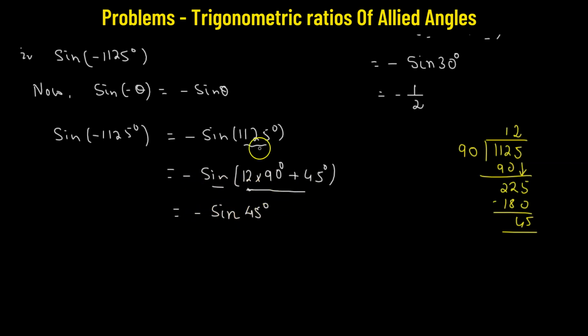Now we need to check in which quadrant 1125 lies. Here we have 12 times 90 degrees. So that means we have 1, 2, 3, 4, 5, 6, 7, 8, 9, 10, 11, 12. That means we are in the fourth quadrant, but we are also adding 45 degrees to it, which will take us to the first quadrant. In the first quadrant, all trigonometric functions are positive. So we have positive sine 45 degrees, and this minus is coming from the original problem. So our final value is going to be negative of 1 over square root of 2. So this is how we can find the value of trigonometric ratios of allied angles.